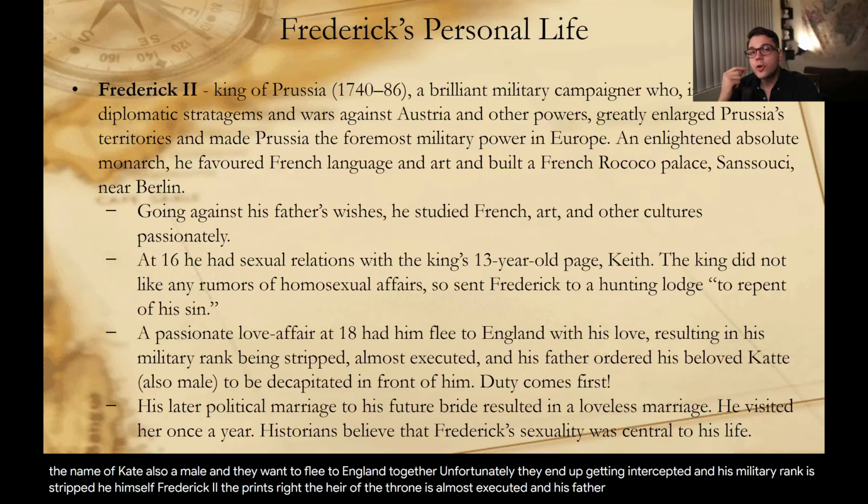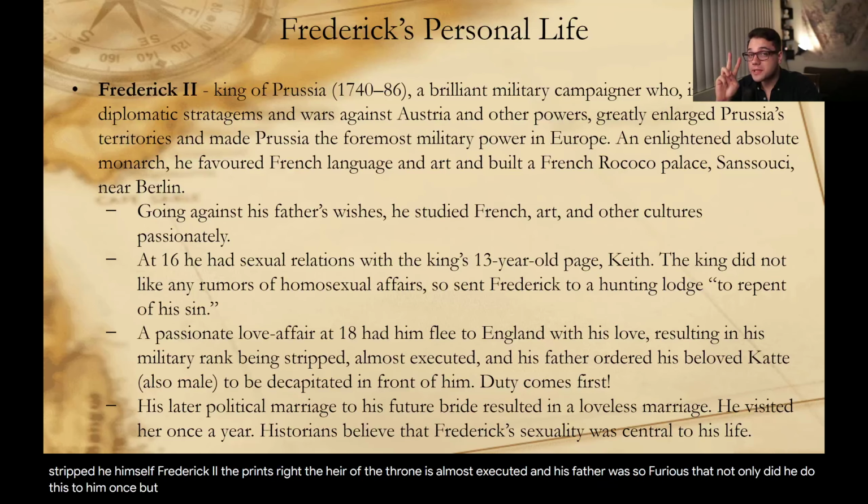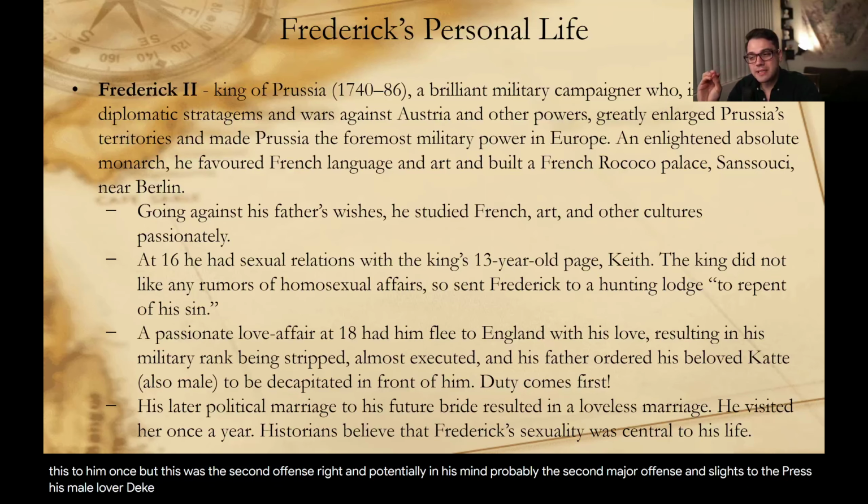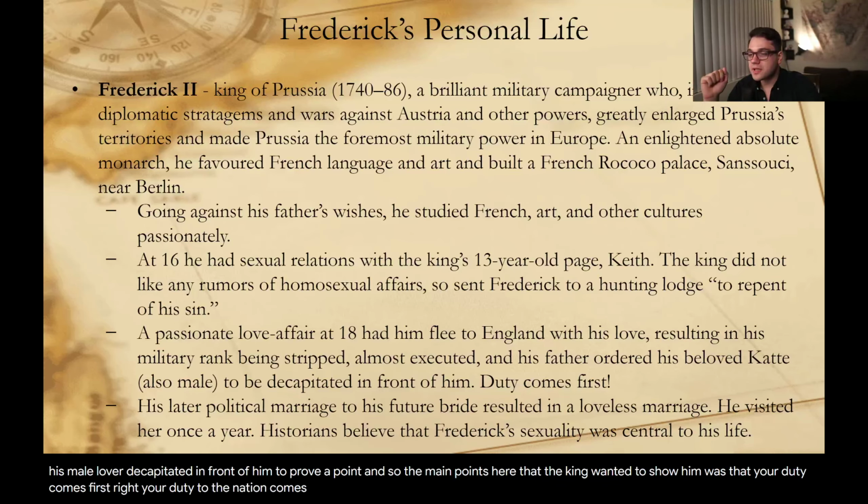His father was so furious that not only did he do this once, but this was the second offense, right? And potentially, in his mind, the second major offense and slight to the Prussian Empire. He had his male lover decapitated in front of him to prove a point. The main point the king wanted to show him was that your duty to the nation comes first. A brutal lesson to be had, right?